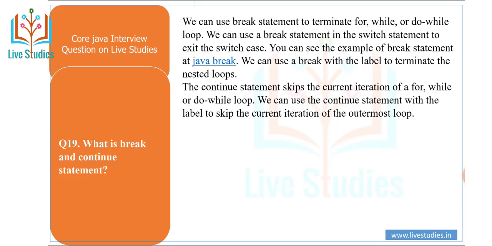Another question: what are the break and continue statements? We can use the break statement to terminate a for, while, or do-while loop. We can use a break statement in a switch statement to exit the switch case. We can use break with a label to terminate a nested loop. The continue statement skips the current iteration of a for, while, or do-while loop. We can use continue with a label to skip the current iteration of the outermost loop.